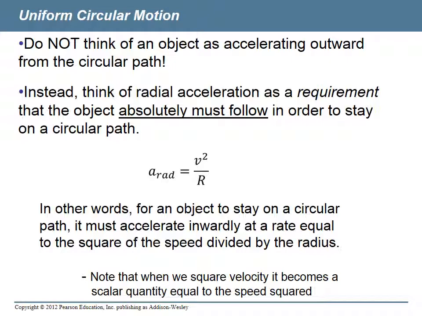Don't think that the radial acceleration is caused by the particle. Think that the particle's path is caused by the acceleration. That's a very important thing to understand. In other words, for an object to stay on a circular path, it must accelerate inwardly at a rate equal to the square of the speed divided by the radius. Like I said, this is speed squared because direction isn't there anymore if we square the velocity.